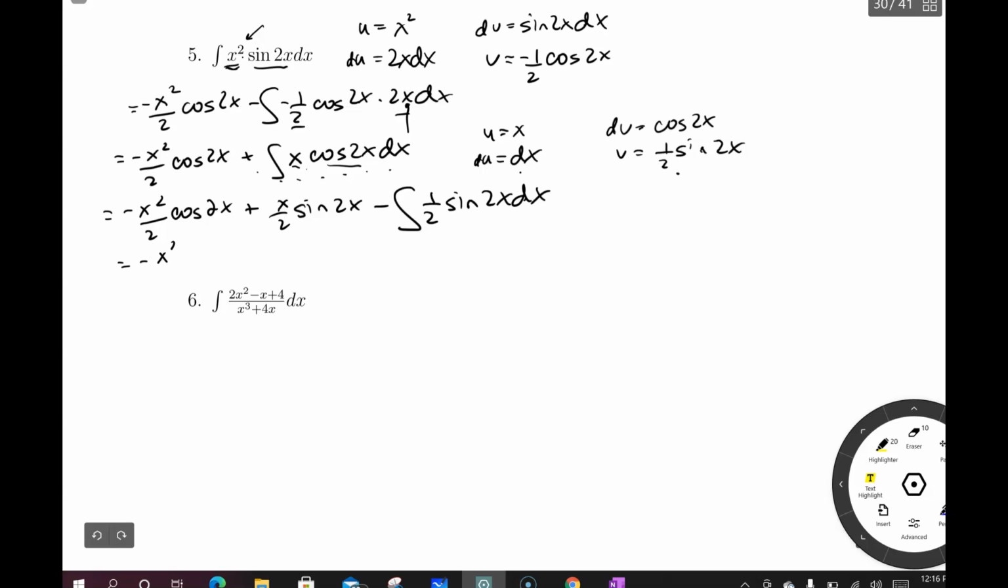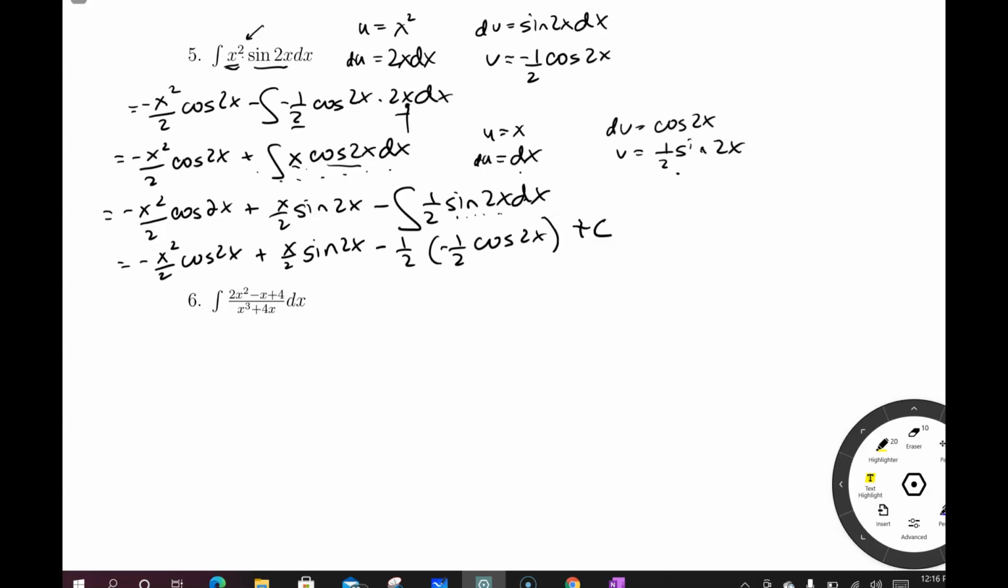Okay, so carrying everything along, I see that I can take the antiderivative of this last, right? So I'd have a negative 1/2. Antiderivative of sine of 2x will give me another negative 1/2 cosine of 2x plus a c.